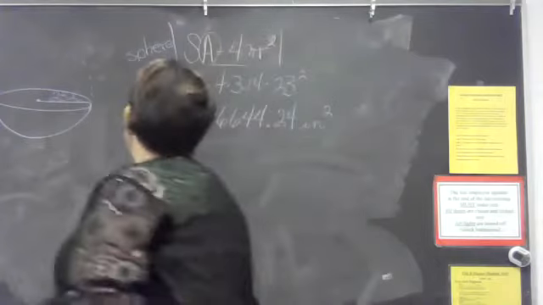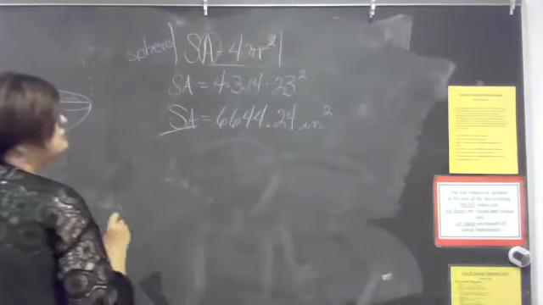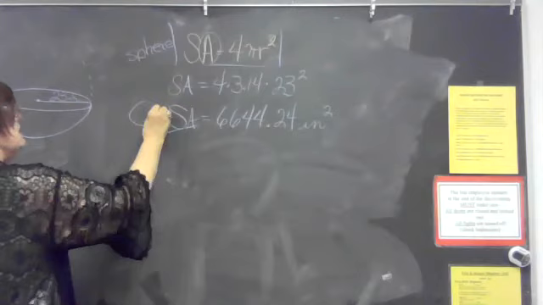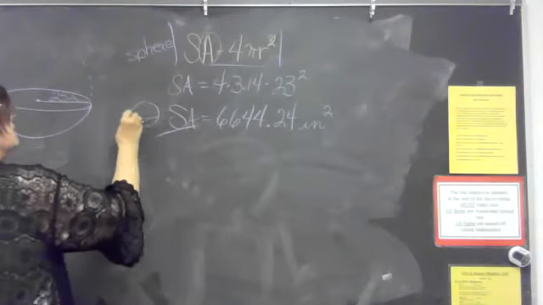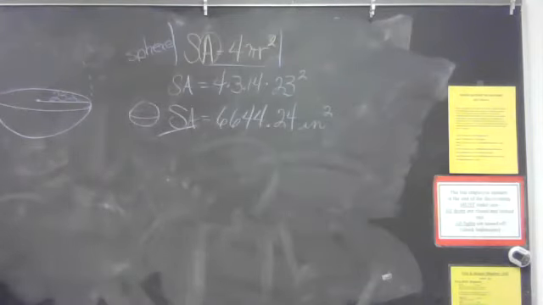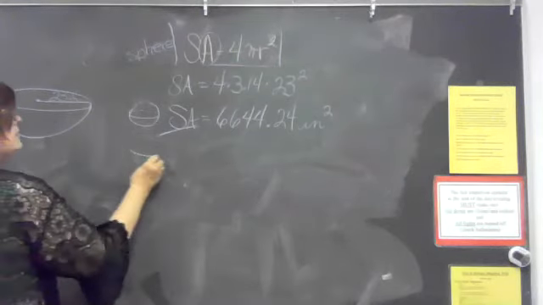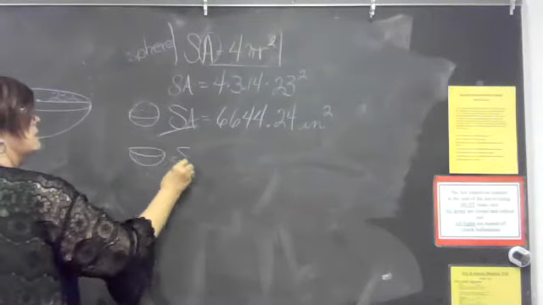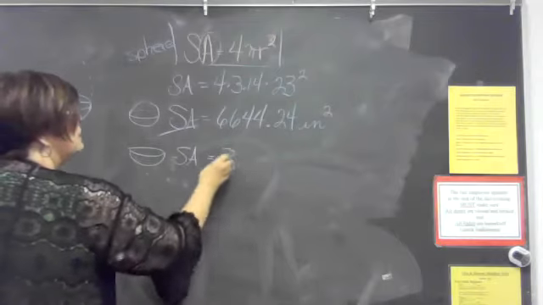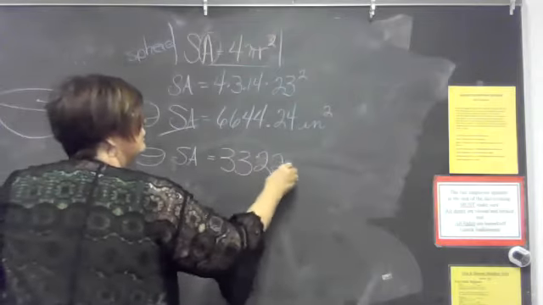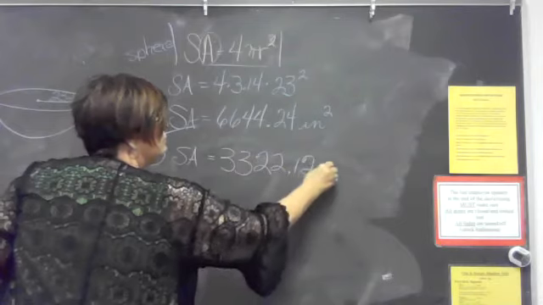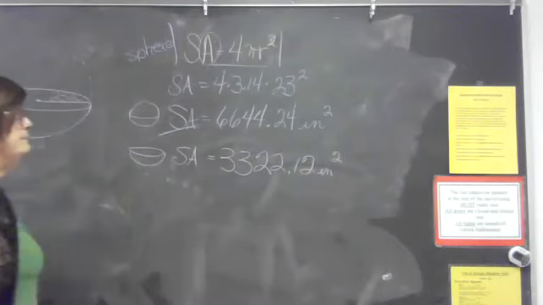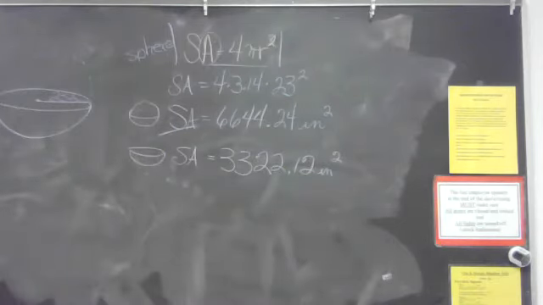Now understand that this surface area that we just found is the entire sphere. So if we want half of it, we're still going to have to divide by 2, okay? So let's divide by 2 to get the hemisphere. 3322.12 inches squared.